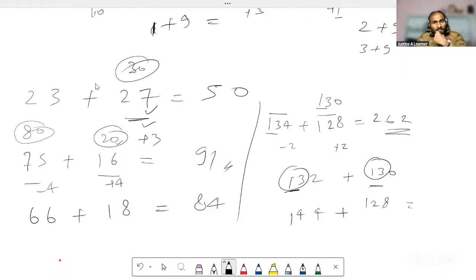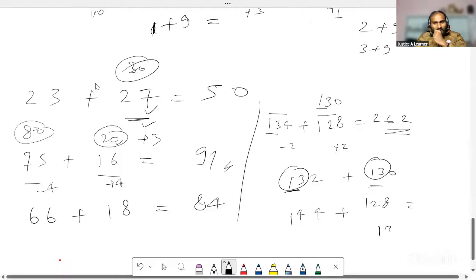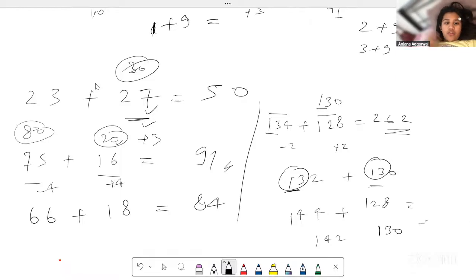But we can do it with the kind of tricks. Like I would still go with 130. So this would become 142, right? In my mind. And that's 272. Yeah. Good job. You have done it. Actually, you are able to do it, but it feels difficult by seeing the number.